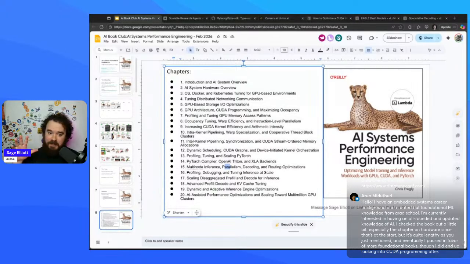So I'm going to pause real quick before we move on and maybe break some of this down. Again, if anyone read the book, or even if you didn't read the book, what chapter here sounds the most interesting to you?